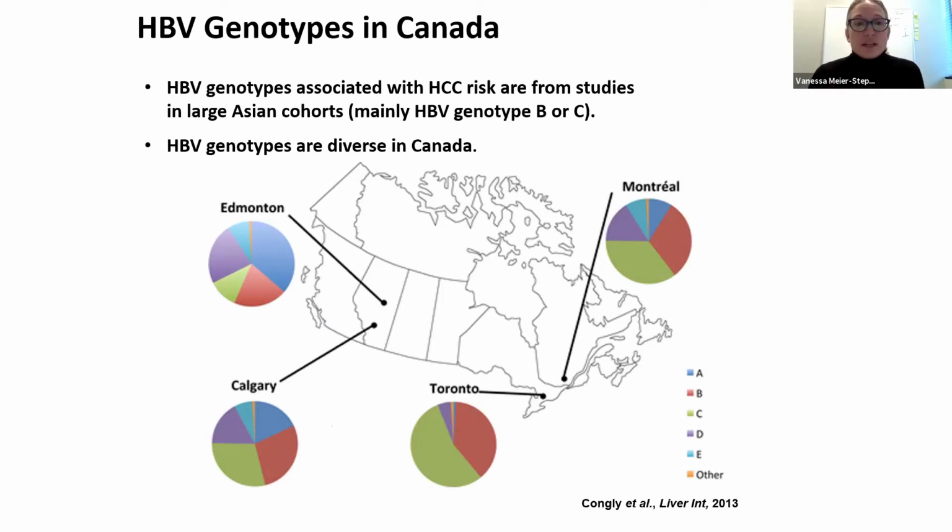Another thing that varies across Canada is the hepatitis genotypes, and there's a lot of variation from province to province, and even within our own province. So here in Alberta, we have very different profiles in both Edmonton and Calgary, as if we needed more evidence to show that our cities are very different places. The hepatitis B genotypes are also very different.